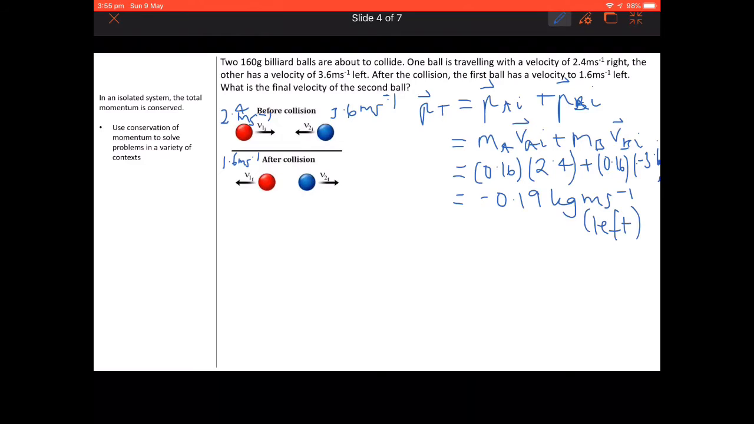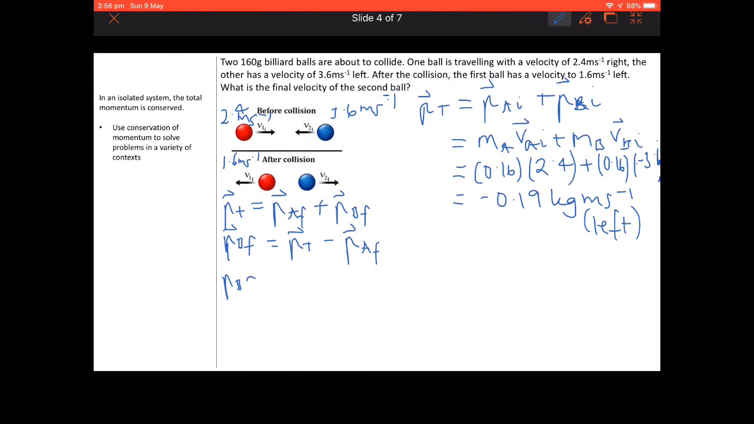So we've worked out the total momentum. Now what we have to do is work out the final momentum of ball B. To do that, we'll still use the same rule. P, or momentum total, is equal to momentum A, but this time A final, plus momentum of B final, which will rearrange to momentum of B final equals the total momentum minus the momentum of, or the final momentum of ball A.